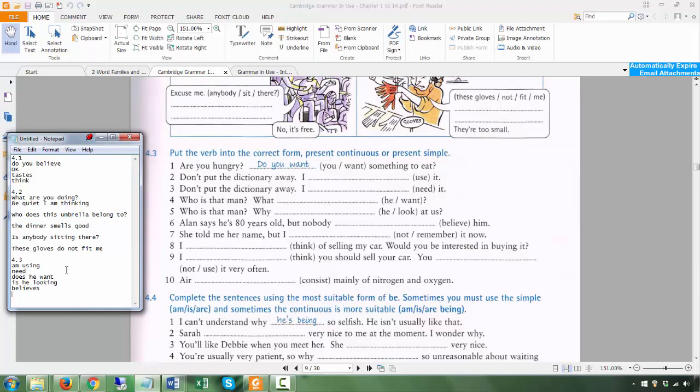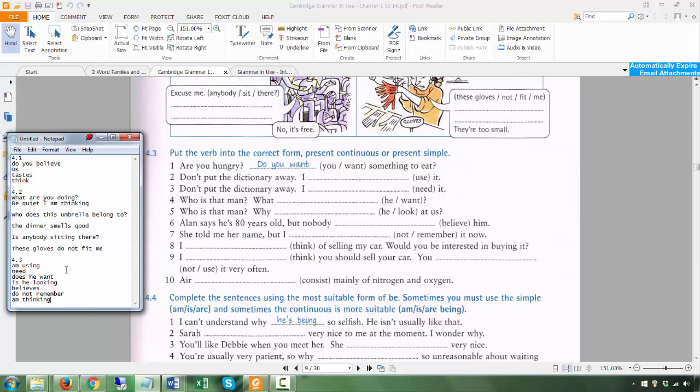She told me her name, but I do not remember. Again, remember here, you don't use it in the continuous. I do not remember it. Yeah, I do not remember, negative. I am thinking now. I'm still considering it. I'm still thinking, using my mind to think.